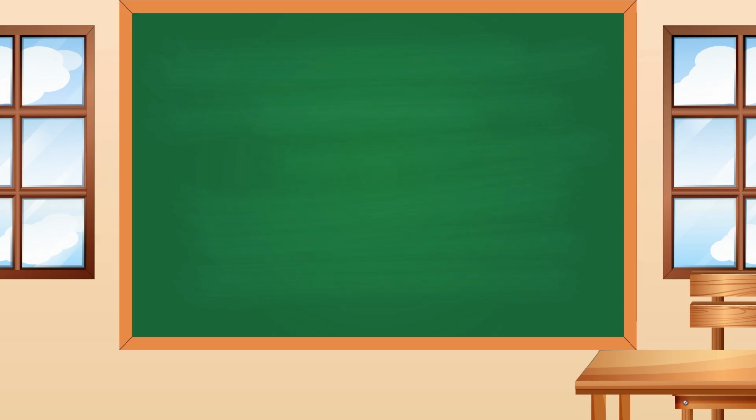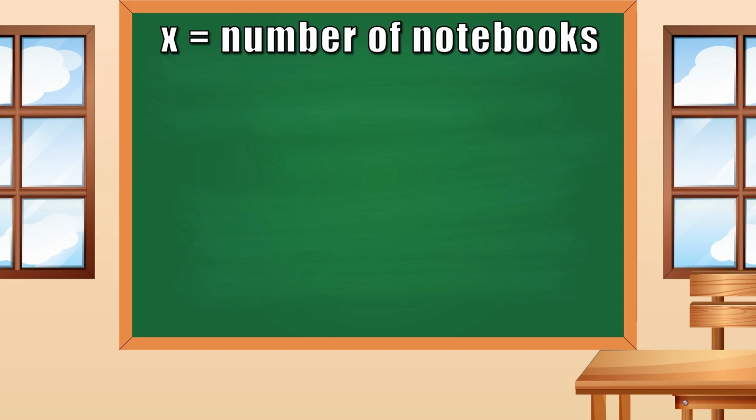So we have an unknown, which is the number of notebooks. Let's assume that it's a variable x. So we know that if we multiply the number of notebooks by the price of each notebook, we will come up with the total cost. So 30 is our price times our number of notebooks, which is x, is equal to 150, which is the total cost. So our expression is 30x is equal to 150.